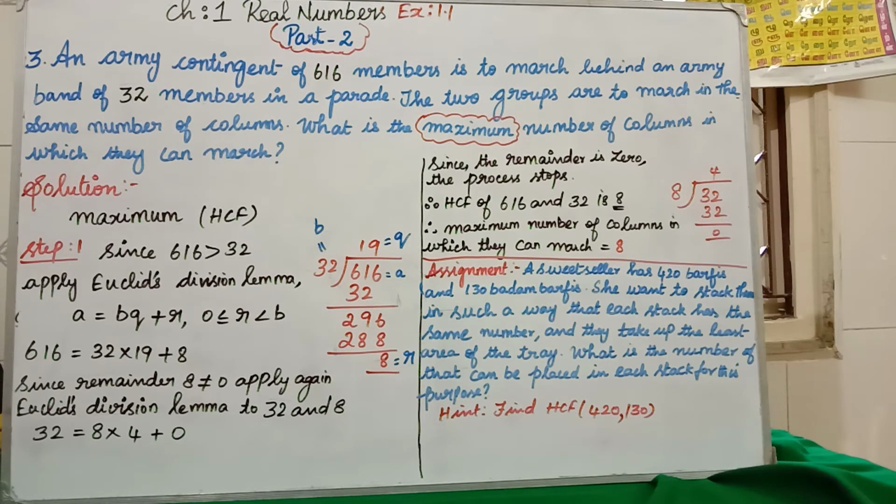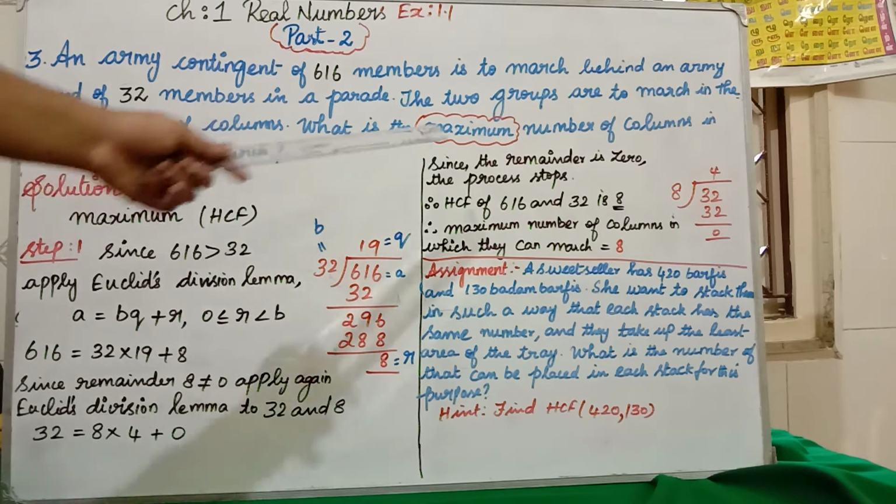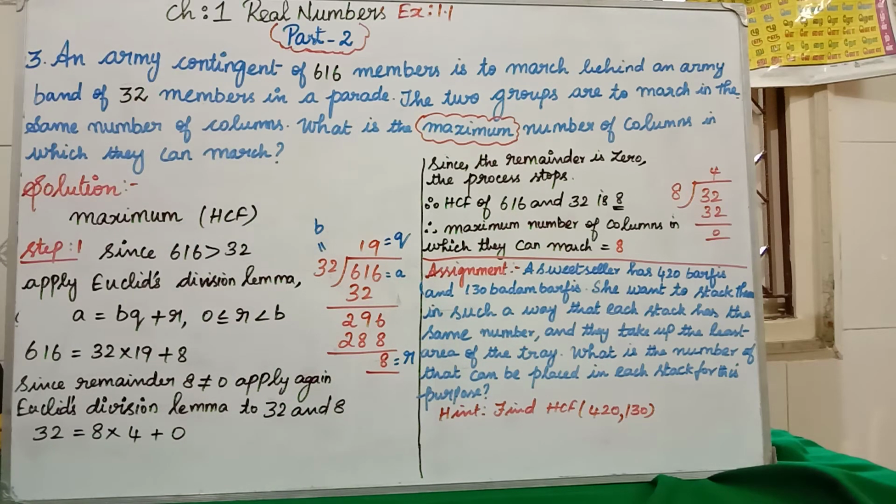Now, clear about this question? So now we'll go for the solution. In this question, they are asking to find the maximum number of columns. So with the word maximum itself, we have to find the HCF. Okay. Now, what are the two numbers they have given in this question?